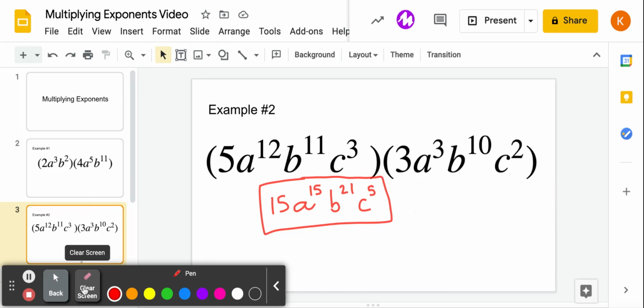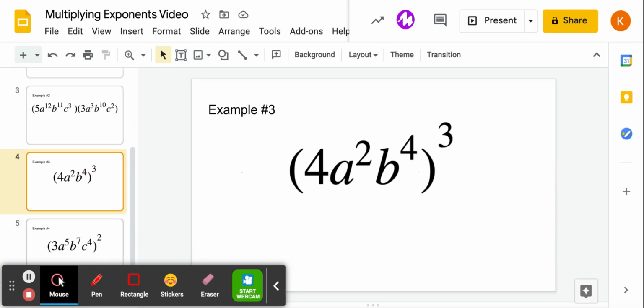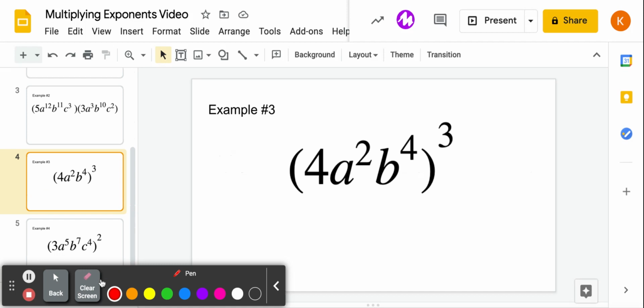Okay, let's do one more. Actually, I have 2 more examples. This one here is a power to power rule. This is the second rule of exponents that we've been talking about. And when you do these, remember, power to power, we multiply the exponents. And then I'll show you what to do with the coefficient afterwards. So a lot of times, Mr. Robinette and I like to say, just take care of the exponents first.